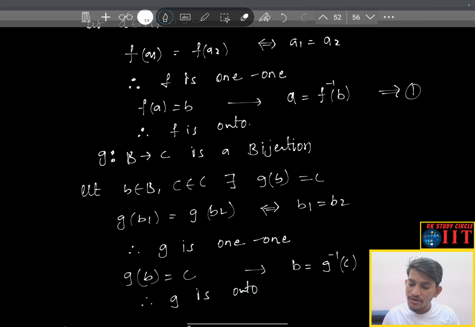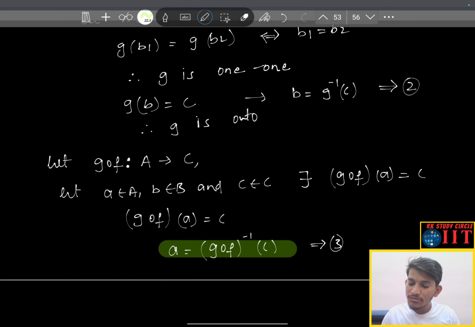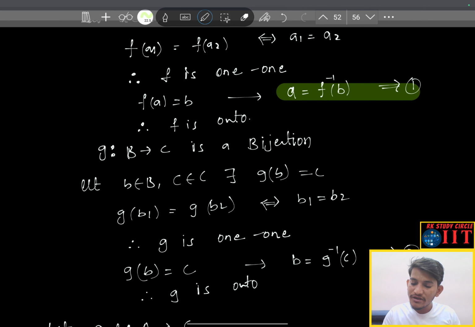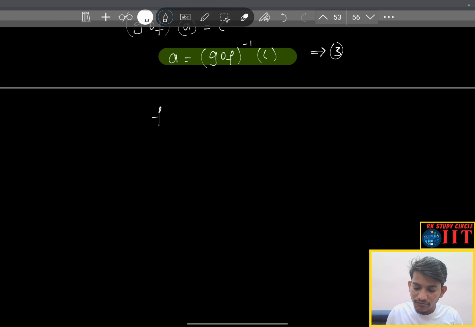From equation number 1 and equation number 3, what am I supposed to write? A is nothing but what? A is nothing but F inverse of B. So I'm writing the same. A is equal to F inverse of B, which is equal to (G of F) whole inverse of C.